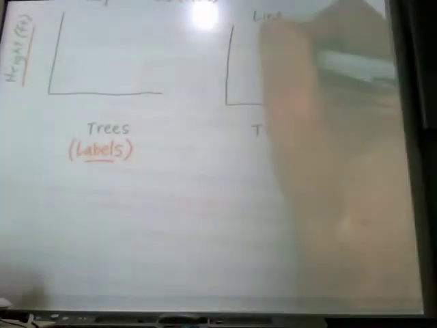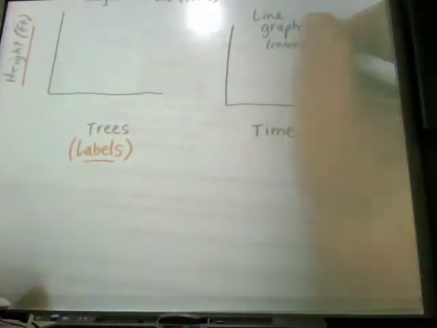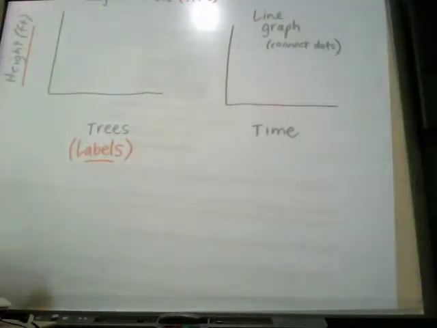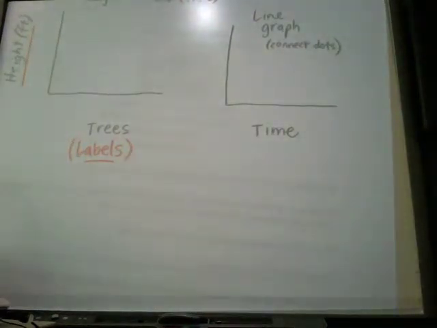And don't forget on a line graph to connect the dots. When you plot each point, it shouldn't just be a bunch of points. It's not called a bunch of points graph. It's called a line graph because it should form a line. It might not be a straight line. It might go up and down.